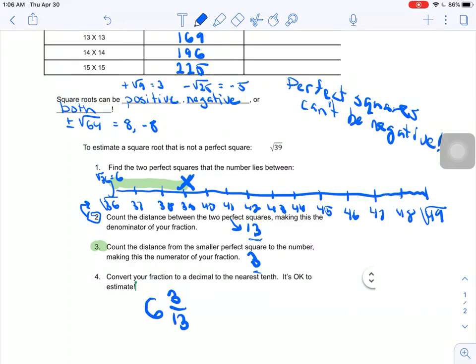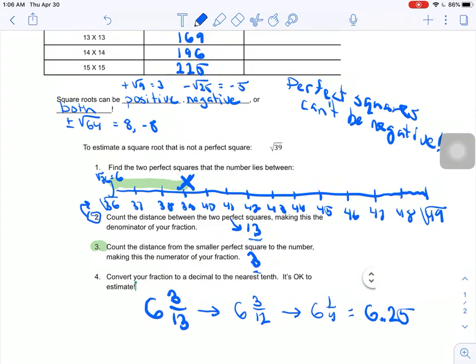And if we're estimating, then it's okay to round this if you wanted to change it into a decimal. So if I'm estimating, we don't have to be perfectly accurate. If I wanted to get a decimal estimate for this, 13ths are kind of hard to do in your head, but if I round this to 6 3/12, which is really close, 3/12 reduces down to 1/4, so that would be about 6.25, or 6.3 if you wanted to go to the nearest tenth.